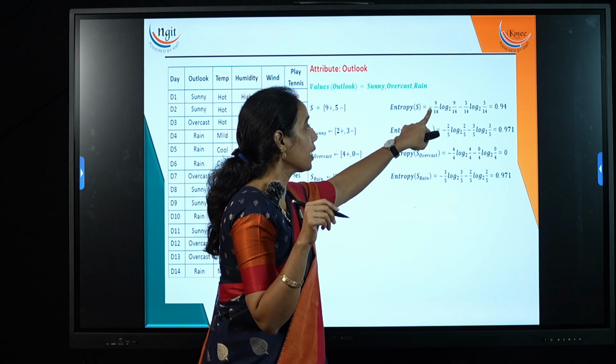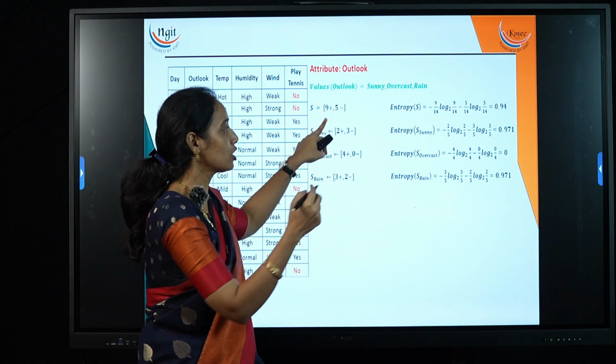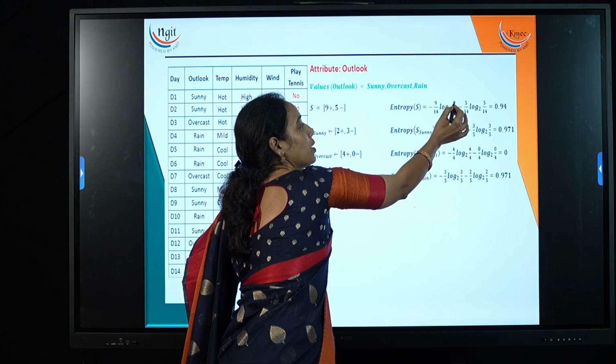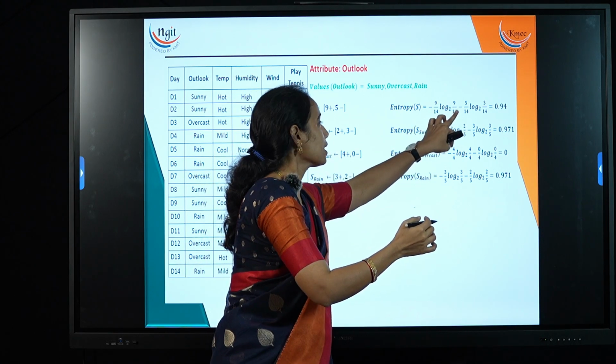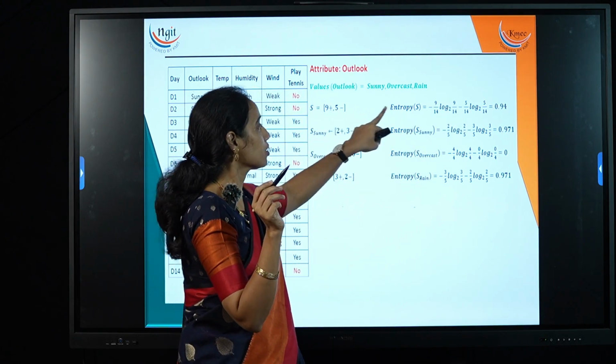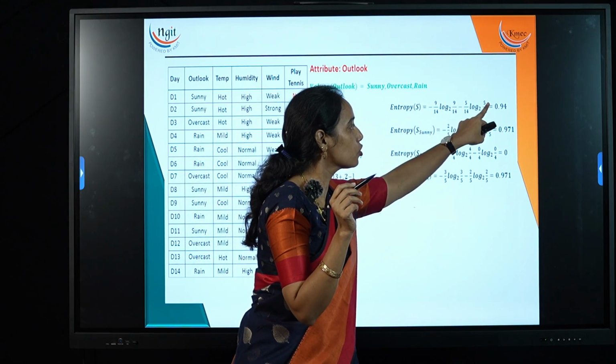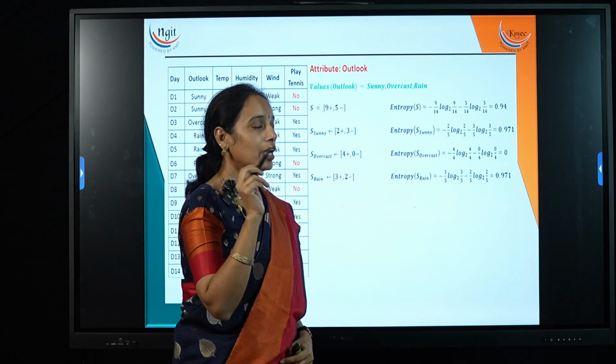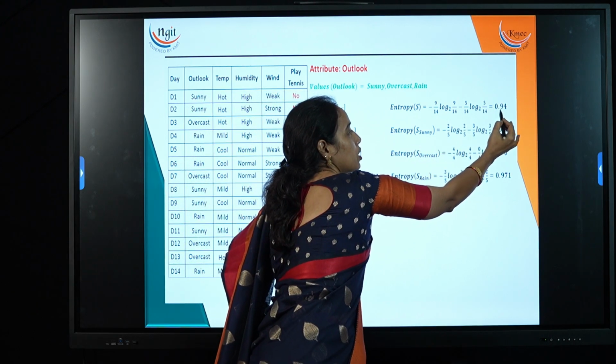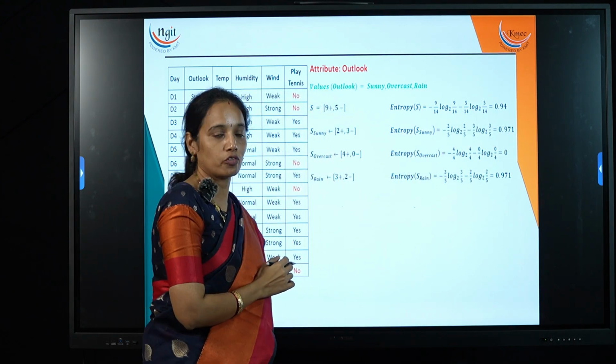So here, minus how many plus we have? 9. That's why minus 9 by 14 log base 2 of 9 by 14, minus how many no are there? 5 are there. So minus 5 by 14 log base 2 of 5 by 14. If you calculate, the entropy of this whole data set is something, we got it as 0.94.